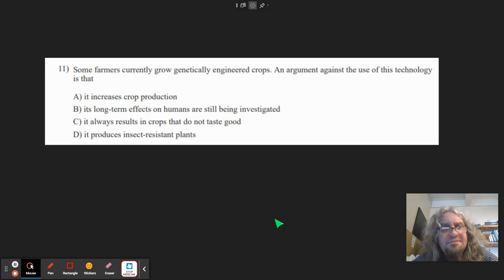Number 11. Some farmers currently grow genetically engineered crops. An argument against the use of this technology is that A, it increases crop production. B, its long-term effects on humans are still being investigated. C, it always results in crops that do not taste good. Or D, it produces insect-resistant plants.